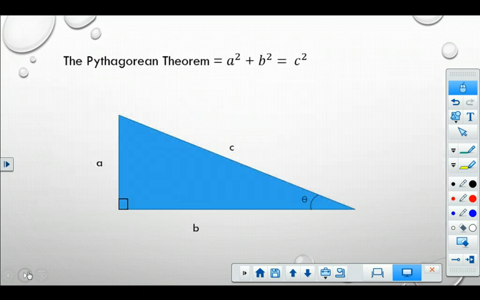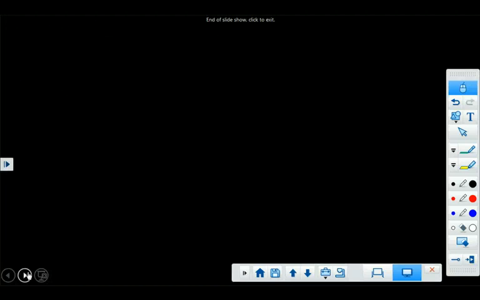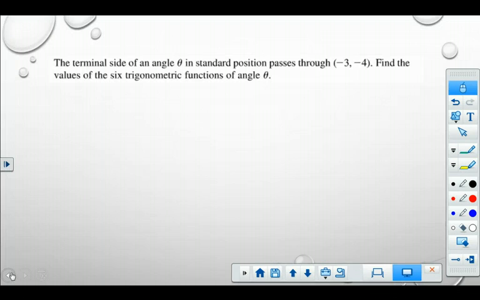And you also need to know the Pythagorean theorem. Of course, y'all probably already know that. And the terminal side, I was getting to that. That's a little problem there. So if you can find the 6 trigonometric functions of that triangle right there, then you're good to go as far as an introduction to trig.